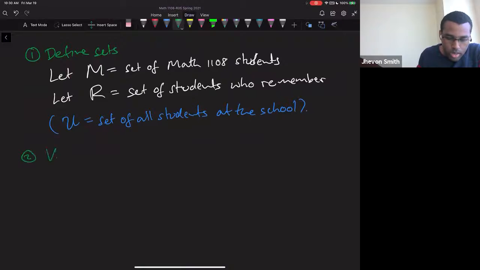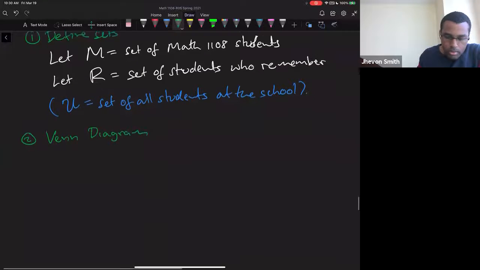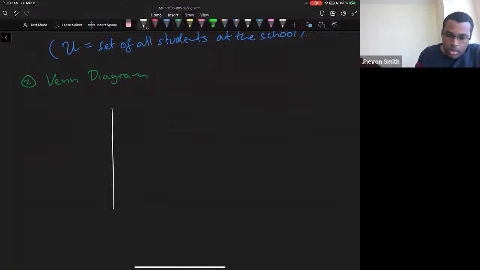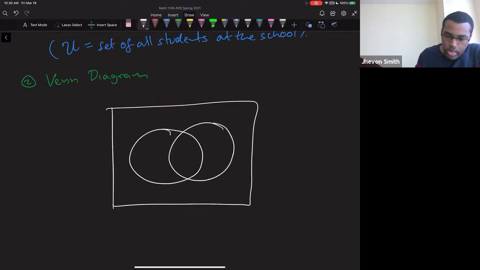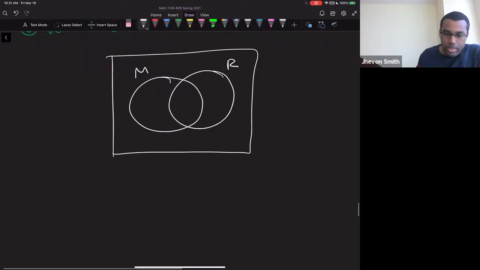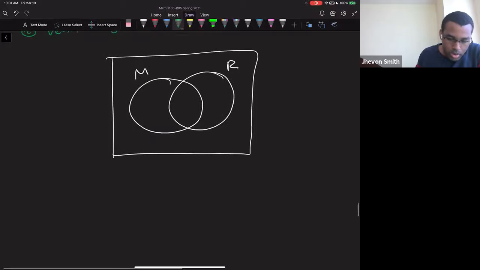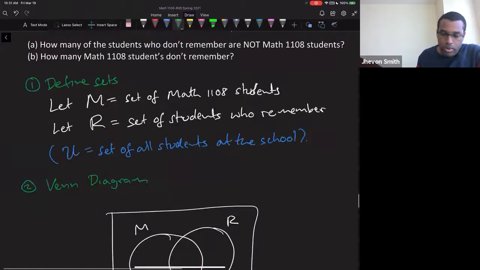Step 2, we're going to do that Venn diagram. Here's my school. I have two sets. I draw them overlapping: Math 1108 students, and students who remember everything. Step 3, fill out the Venn diagram. So I can do it at that step.